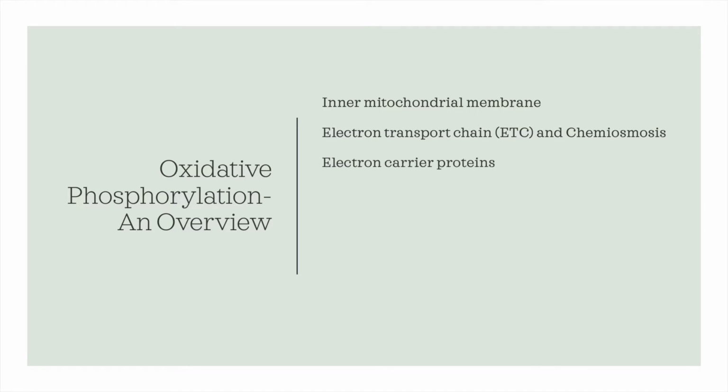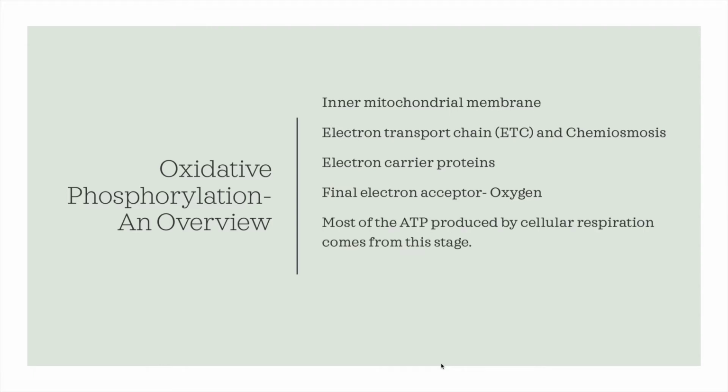The carrier proteins that make up the electron transport chain are embedded in the inner mitochondrial membrane. Since each carrier is more electronegative than the next, electrons are passed down and energy is released little by little after each step. The final electron acceptor is oxygen because it is very electronegative. Most of the ATP produced by cellular respiration comes from this stage.